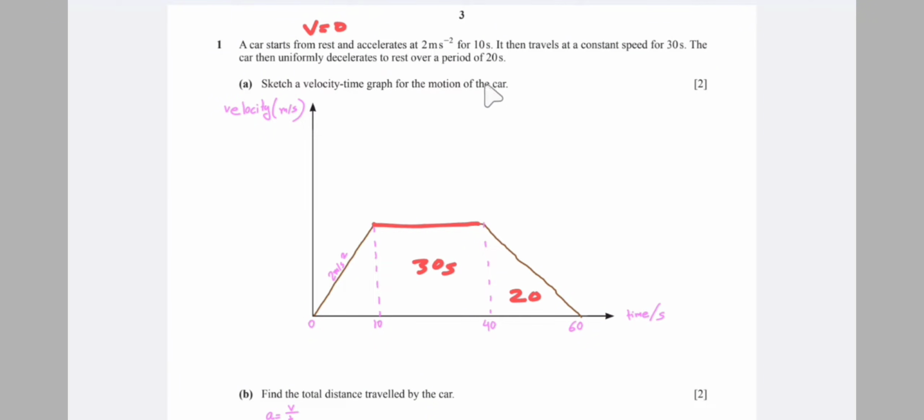Sketch a velocity time graph for the motion of the car. So the velocity on the y-axis and the time on the x-axis. Initially it starts from rest, accelerates for 10 seconds, then constant speed for 30 seconds, then decelerates for 20 seconds. So 10, 10 plus 30, 40, and 40 plus 20, 60. So this is the velocity against time graph.